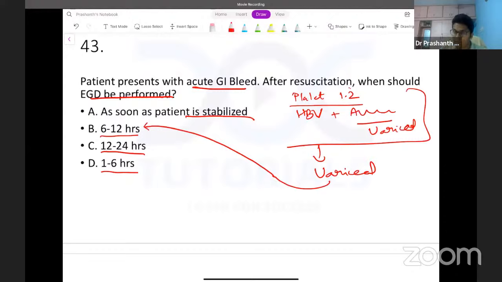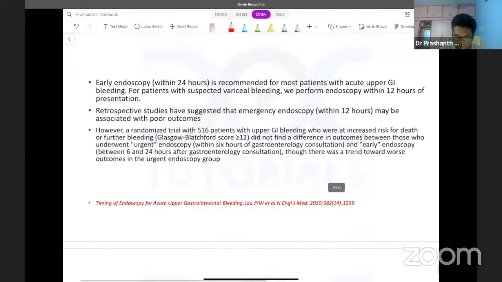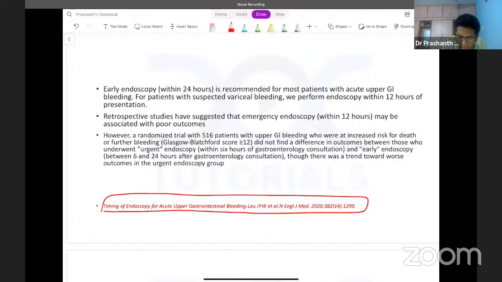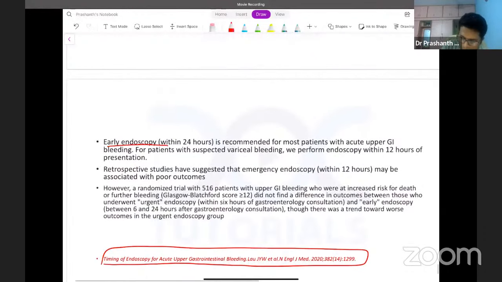If it's a peptic ulcer-like bleed, you have still more time. The answer will become 12 to 24 hours. So what I would say is, there's a good paper on timing of endoscopy in NEJM. You guys can go through that. What they've told is early endoscopy. You define urgent endoscopy as done within 6 hours.